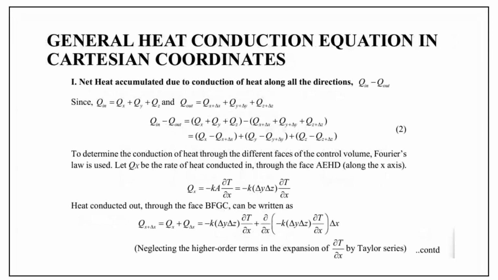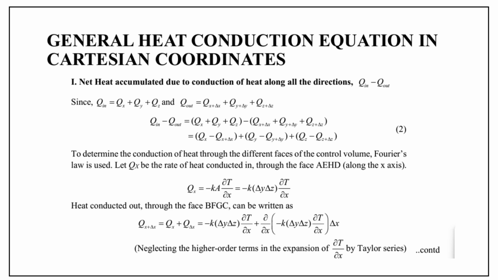Moving to next slide. Net heat accumulated due to conduction of heat along all directions. Q in equals Qx in plus Qy in plus Qz in. Q out equals Qx out plus Qy out plus Qz out. Therefore, net Q equals Q in minus Q out equals Qx in minus Qx out plus Qy in minus Qy out plus Qz in minus Qz out.